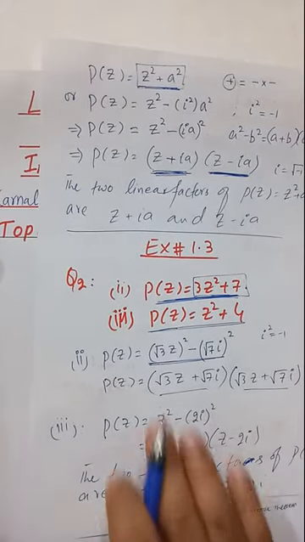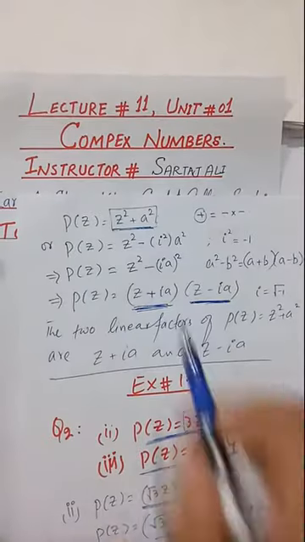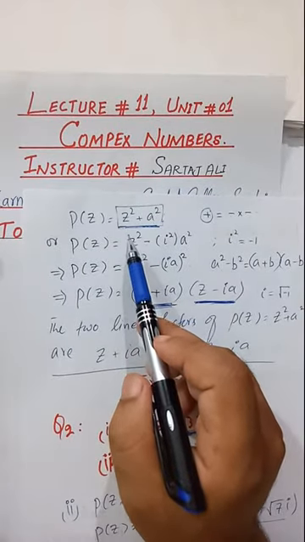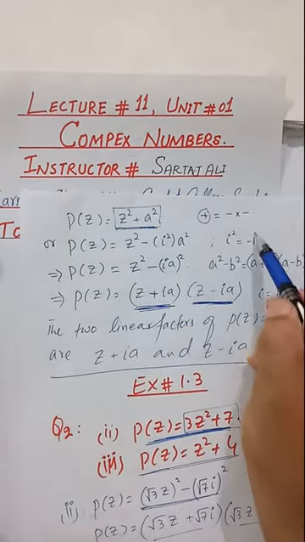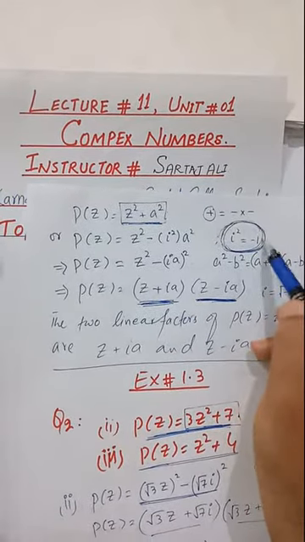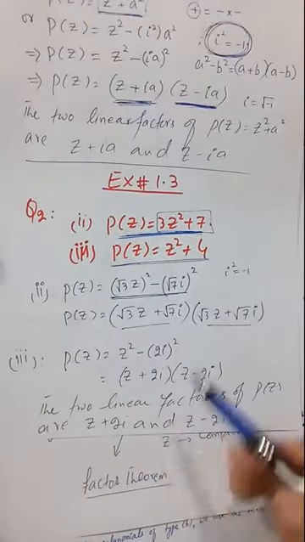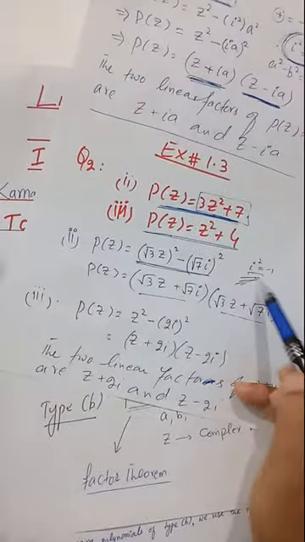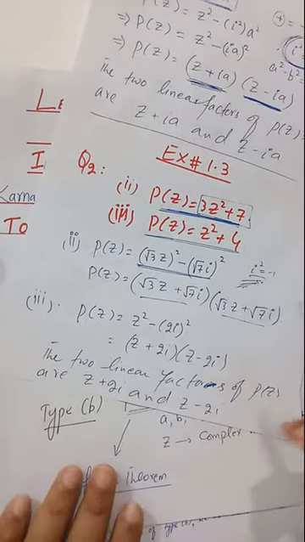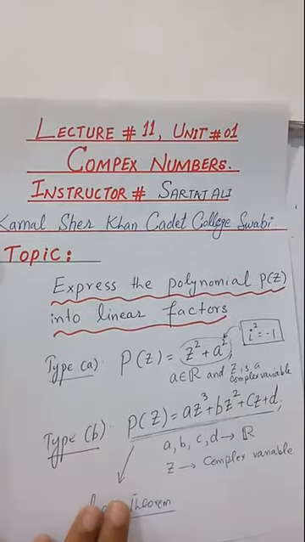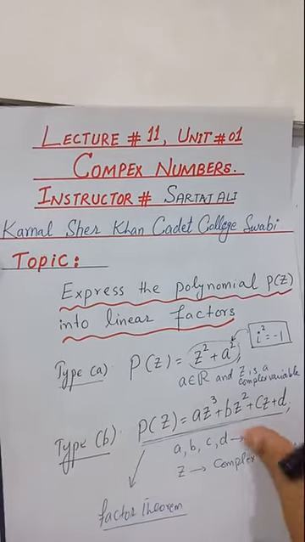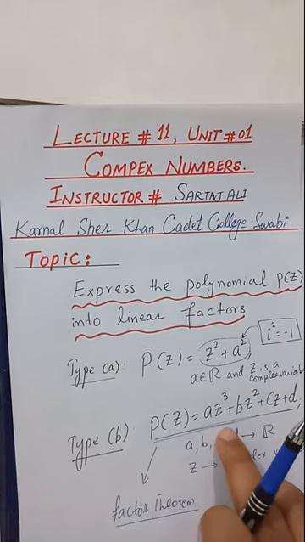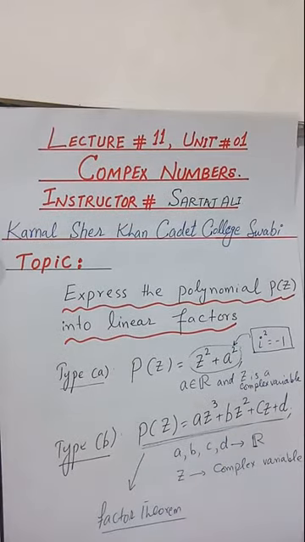So you see that whenever you have a polynomial of type A, meaning the structure of that polynomial is z square plus a square, you will use this idea, z square minus iota square, to convert that into linear factors. You see that I am converting that into linear factors by using this fact. So this is the polynomial of type A. Now how can you convert the polynomial of type B into its linear factors? You see that this is a polynomial of type B. So how can you convert this into linear factors?